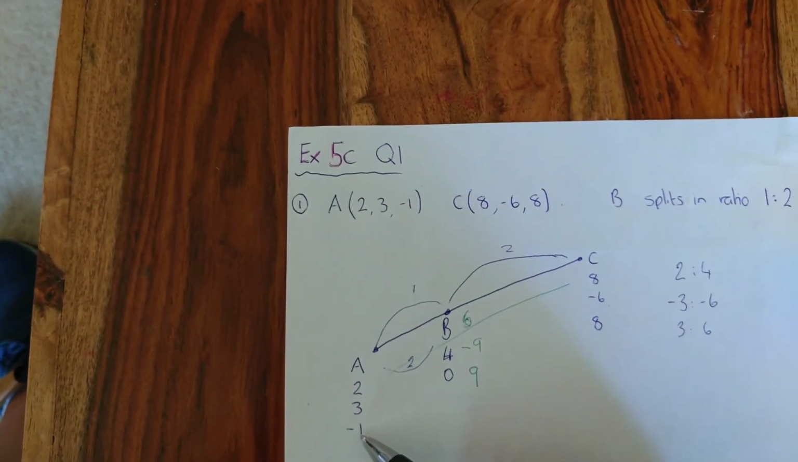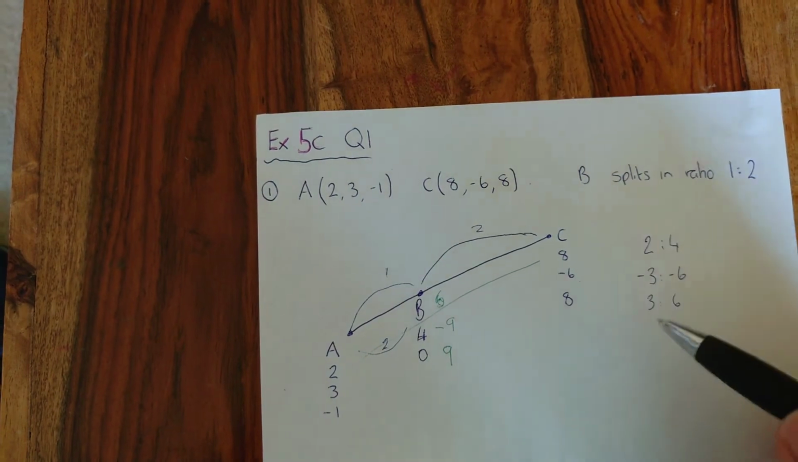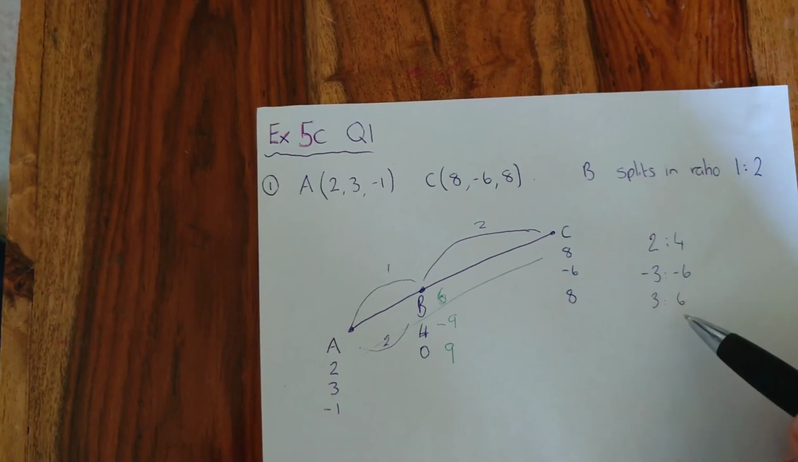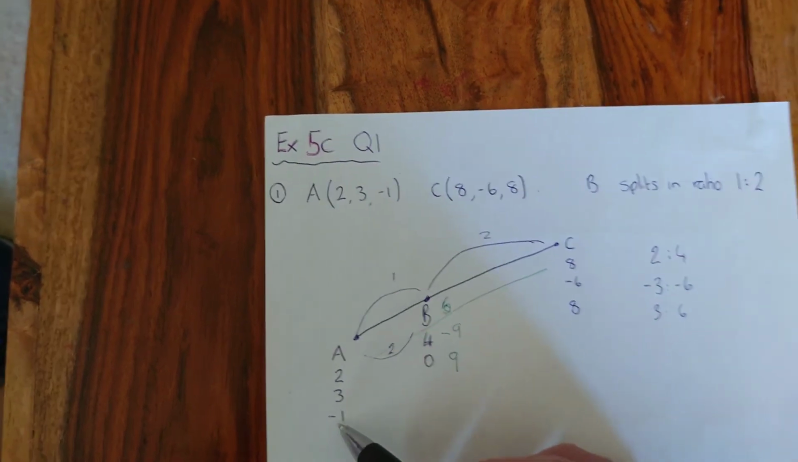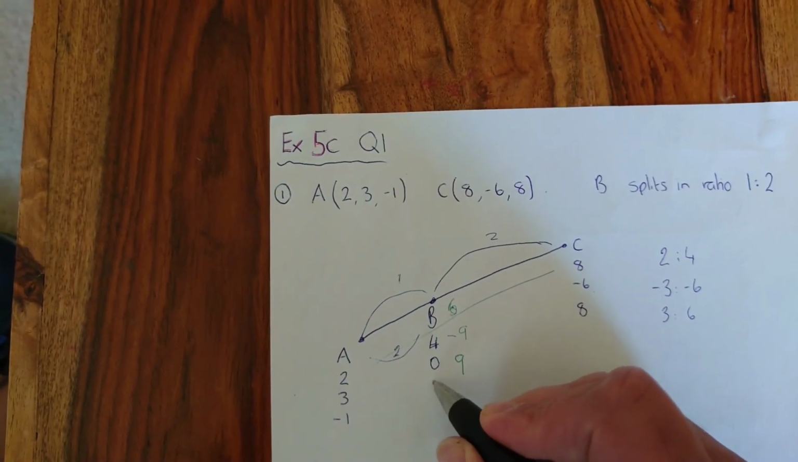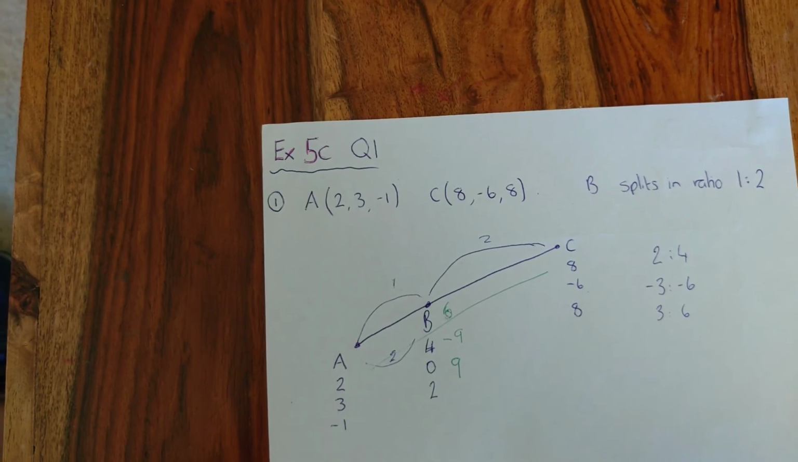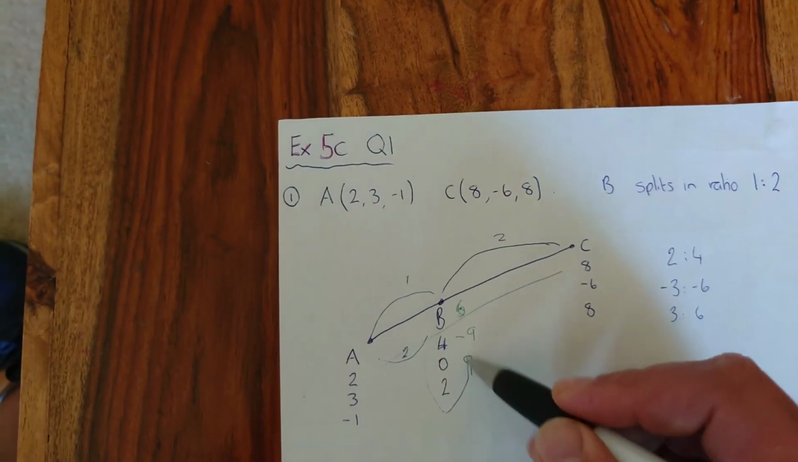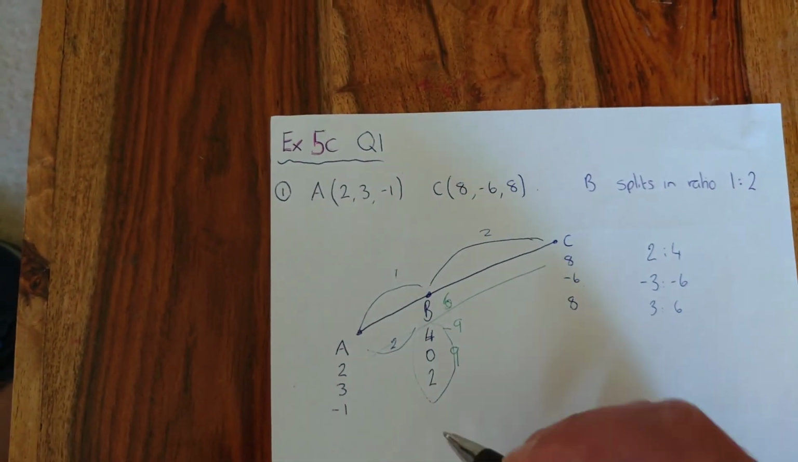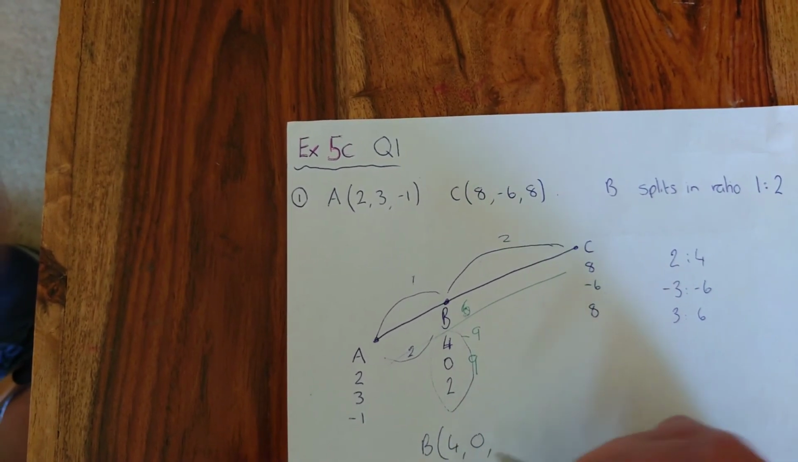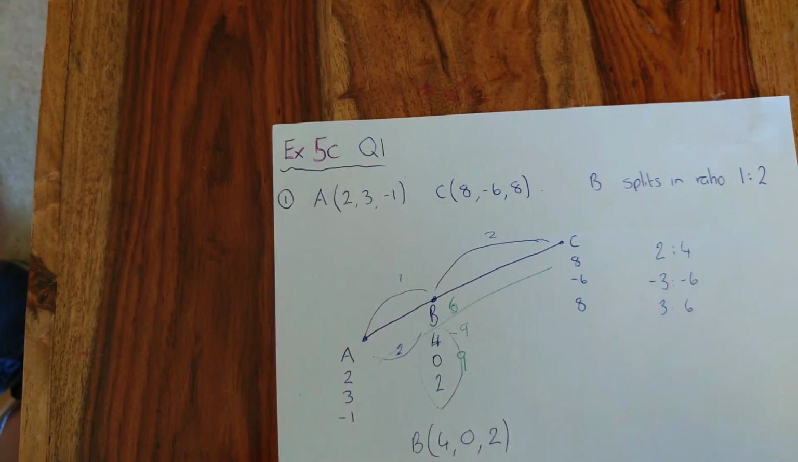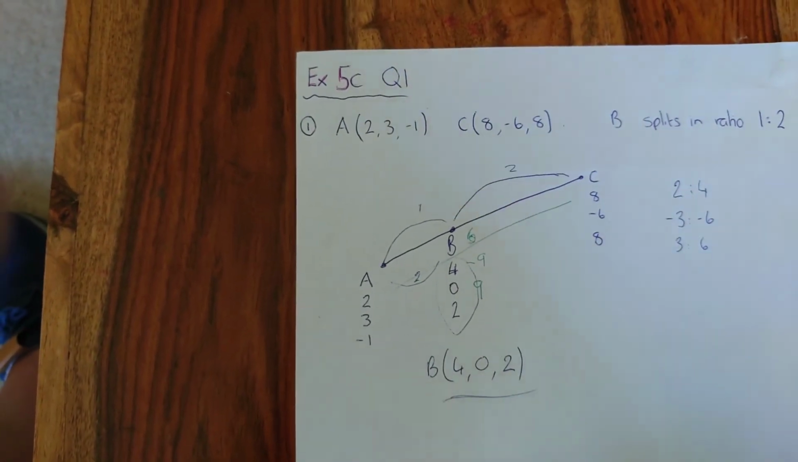And then finally my z coordinate, I'm at -1. The first part of this jump of 9 that I needed to do, I'm going to do as 3. So I'm going to go from -1, jump up 3, and I'm going to end up at 2. And now that becomes the coordinates of point B. So B will be the point 4, 0, 2. Okay, and that's my solution there.